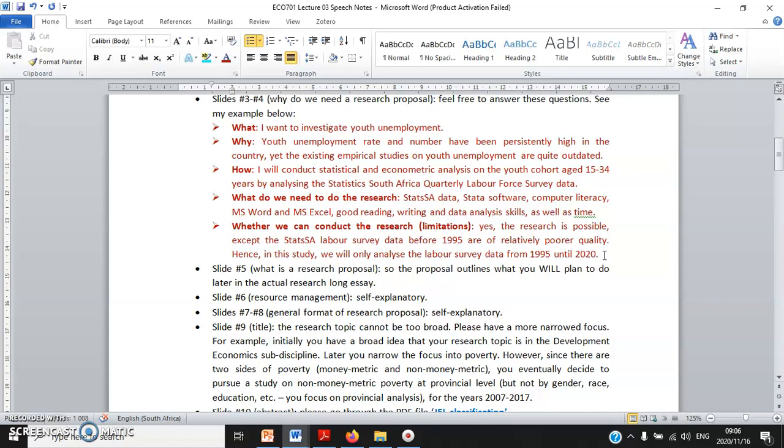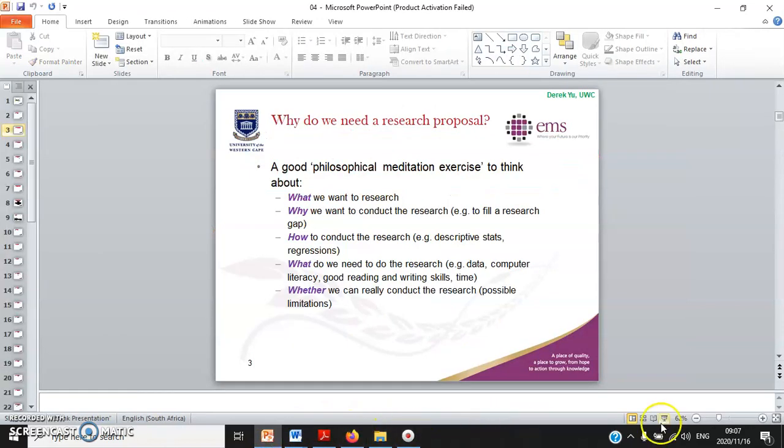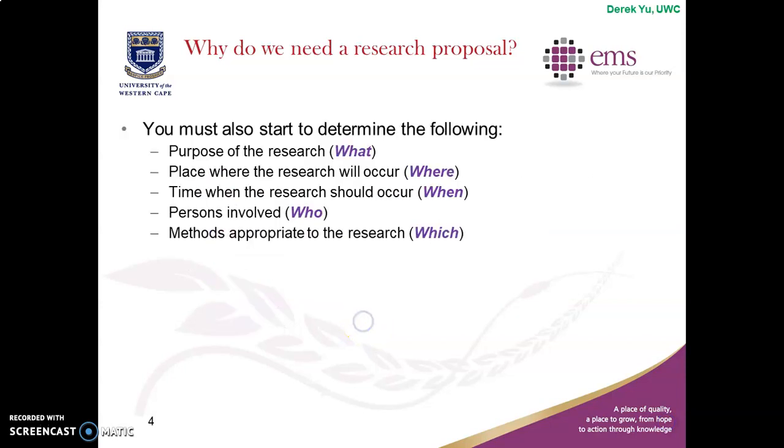The reason is that for the 93 and 94 labor survey data in the sample, Stats SA actually excluded the people who live in the former homelands, which stands for the TBVC states. I wonder if you have heard of TBVC states. If not, if you are too young to have heard of TBVC states, just ask your parents and they're going to explain to you. Okay, and now we can go back to the actual PowerPoint slides.